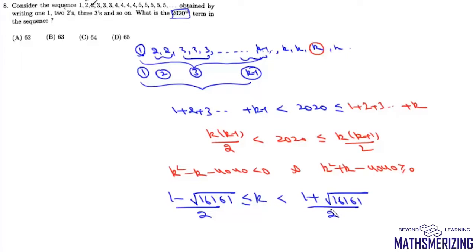Now this value is 63.66 something, and the other value is 64.06 something. So the only integral value of k possible in this case is 64. So the value of k is 64, and that's your option number C.